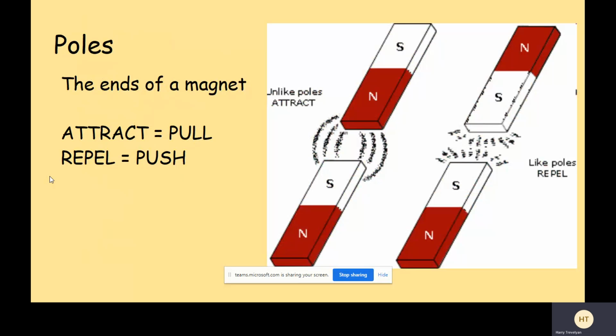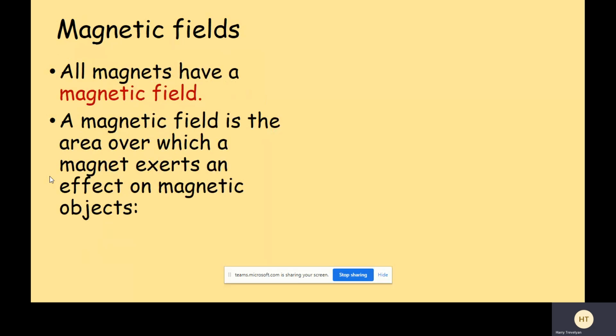Repel, on the other hand, means pushing force, and you can see that on the right of that diagram. If you try and put two like poles together, i.e. two poles which are the same, south and south, or north and north, those poles are going to repel each other. It means they're pushing away. They don't want to touch each other.